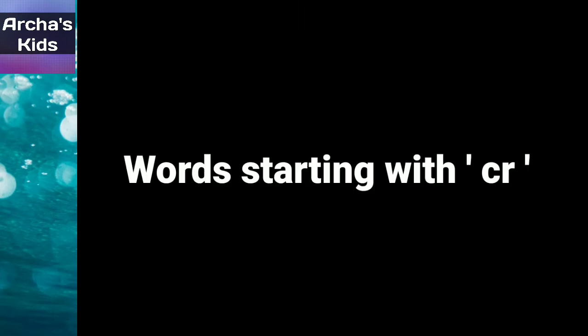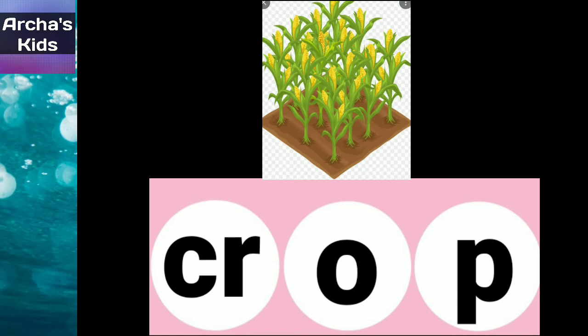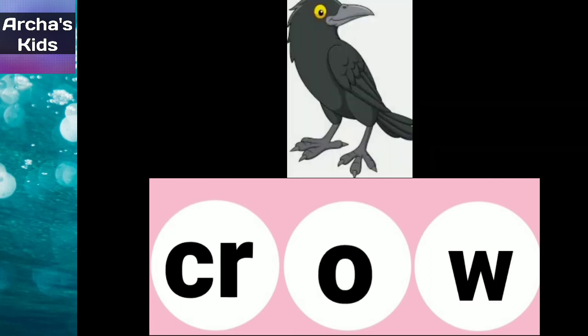Now we will see words starting with cr. Cr, I, b, crab. Cr, o, p, crop. Cr, a, b, crab. Cr, o, crow.